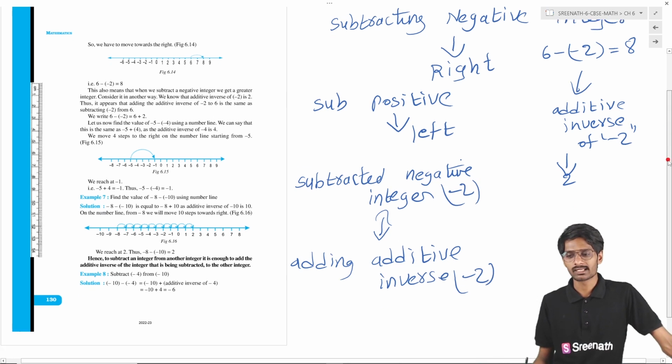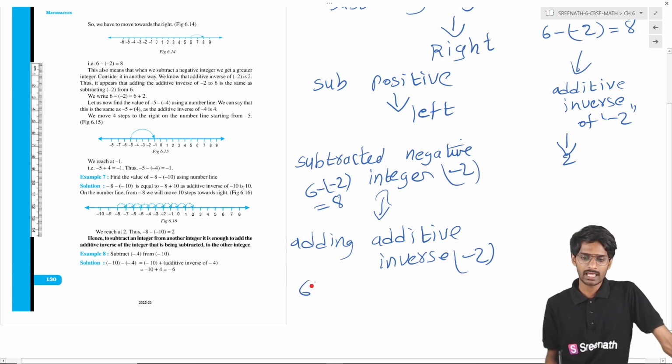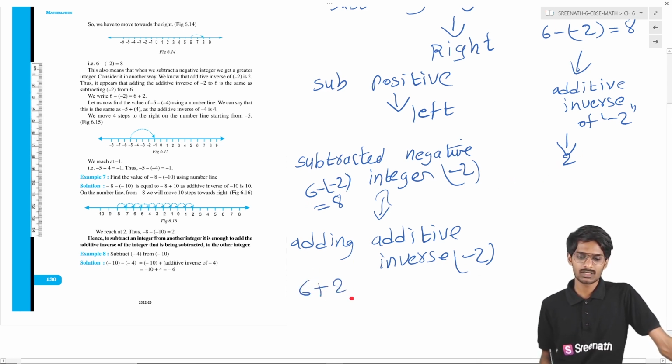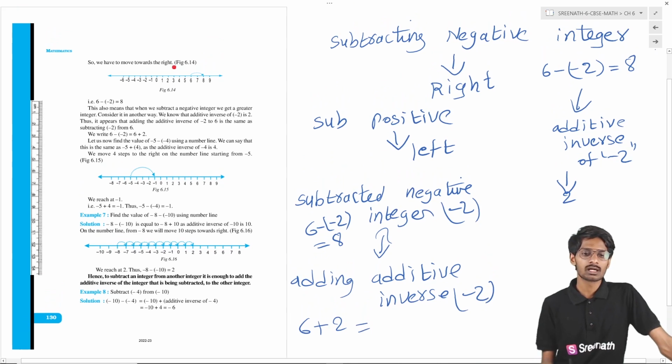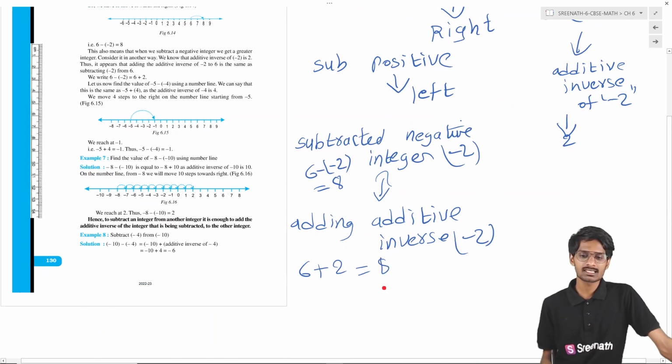So how will it look? Suppose the number here is 6 minus of minus 2. That becomes 8 on the number line. Now we are adding 6 plus the additive inverse of minus 2, which is 2. So 6 plus 2 on the number line. How do we add whole numbers on the number line? Just move right side. 6 plus 2, right side. You will get again 8. So the answer is the same.